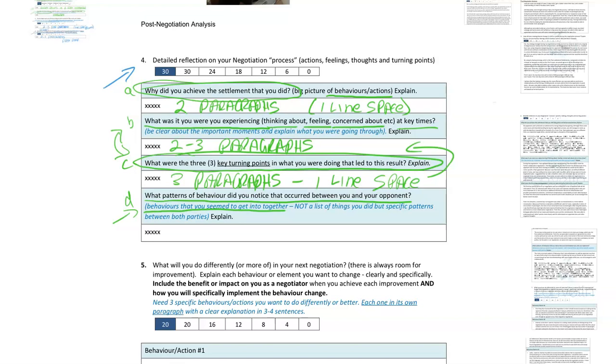If it was a more distributive negotiation, were both of you trying so hard to understand each other's interests that you kind of got lost and forgot to really close the deal, or whatever was going on? So these are patterns with your opponent. And make sure, please, you don't list a bunch of things that are not connected. So don't do that. And this will probably be, again, 2 to 3 paragraphs, depending on how long they are.